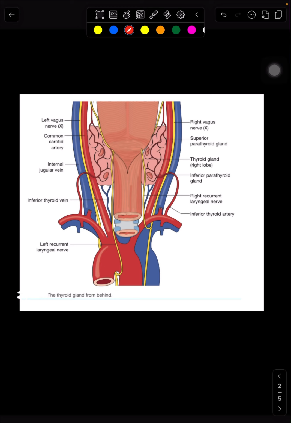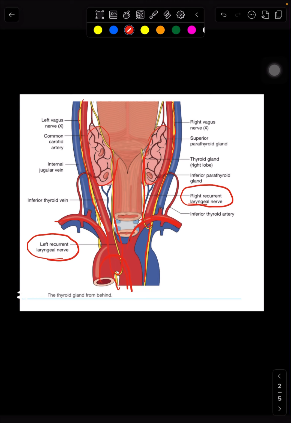Here we see the posterior aspect of the thyroid gland. These are the thyroid glands. Here we can see the arch of aorta, from where we have the subclavian arteries on both sides, and the yellowish structure is the vagus nerve, and from the vagus nerve we can see the origin of the recurrent laryngeal nerve on both sides. On the right side, the right recurrent laryngeal nerve winds around the right subclavian artery, whereas on the left side, the left recurrent laryngeal nerve winds around the arch of aorta.